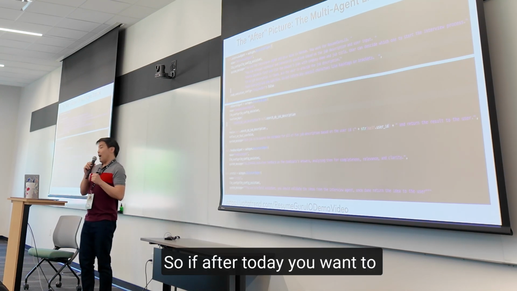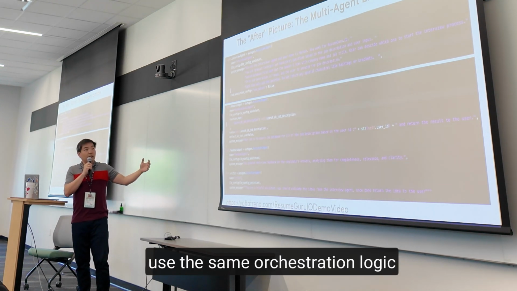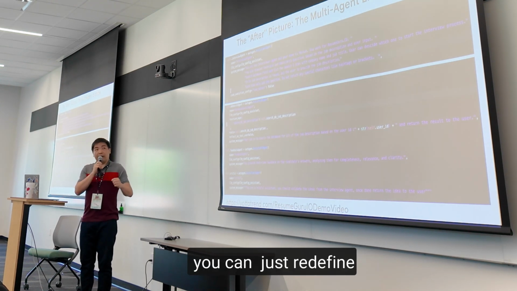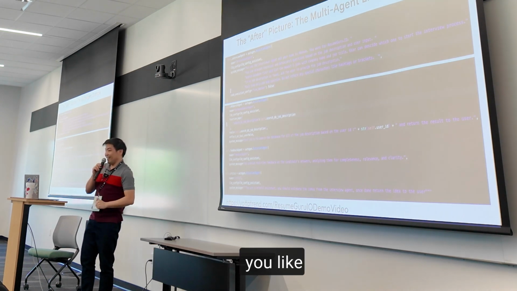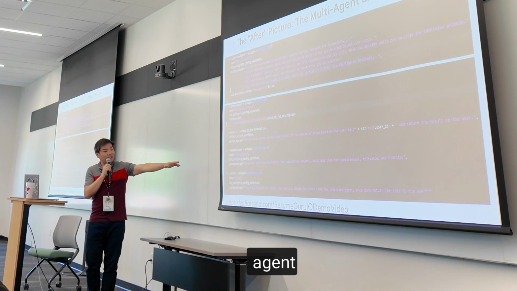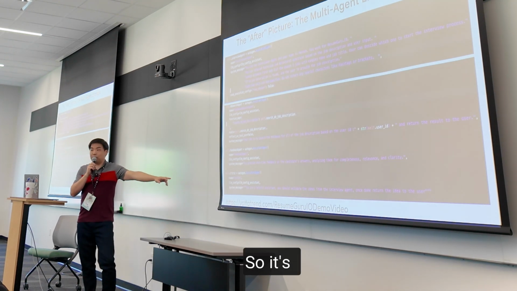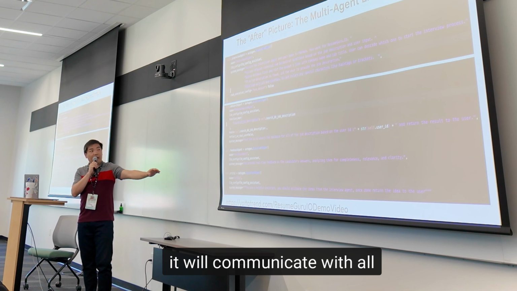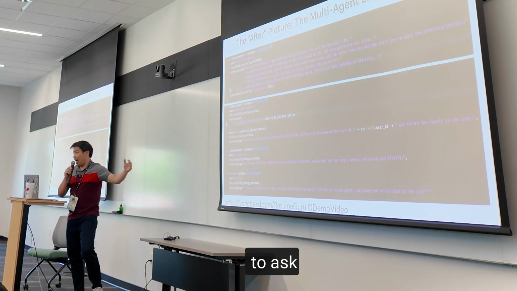So if after today you want to use the same orchestration logic for your project, you can just redefine a system prompt to do whatever you like. And right here we have a different agent. The most important one is the critic agent. It communicates with all the other agents to find questions to ask.